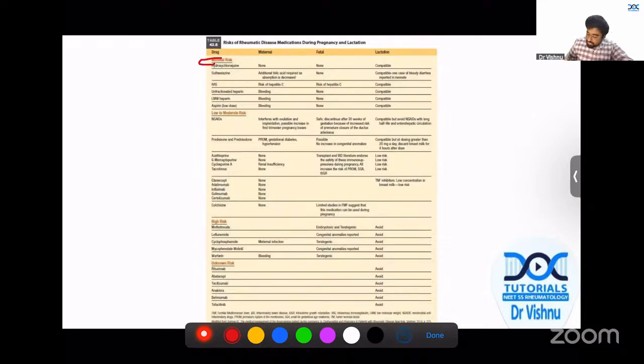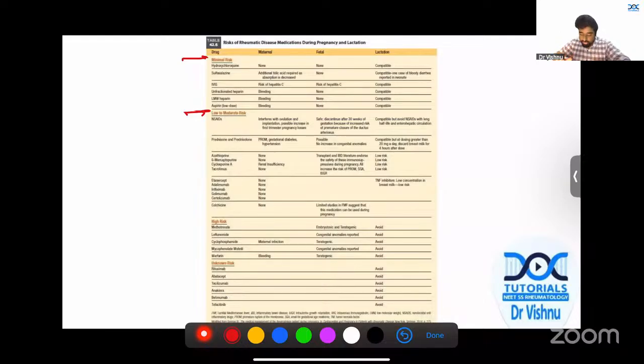So which is minimal risk? Calcineurin inhibitors are very good. HCQ, sulfasalazine, quite safe. IVIG, fractionated heparin, aspirin, obviously they are given as treatment in your APS, so they are also safe. Low to moderate risk: NSAIDs, few of them, especially in your third trimester, cause closure of your patent ductus arteriosus. So there you have a little bit of an issue. Prednisolone is given, not that it's not given, but a slight issue with respect to low birth weight, etc. has been seen. Azathioprine, calcineurin inhibitors, pretty much safe, low to moderate risk.